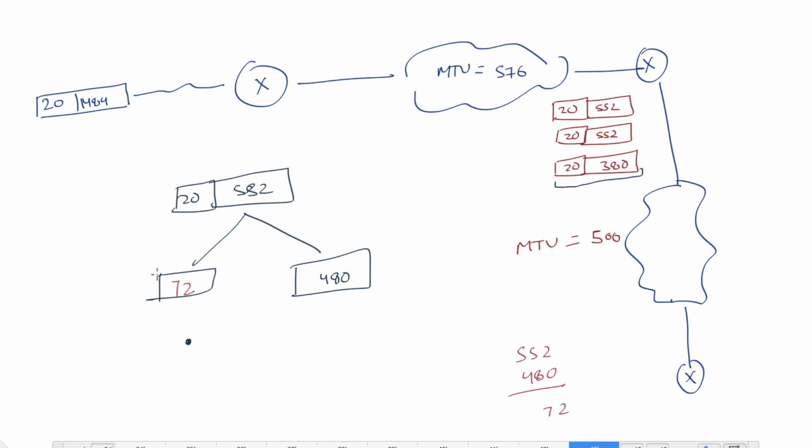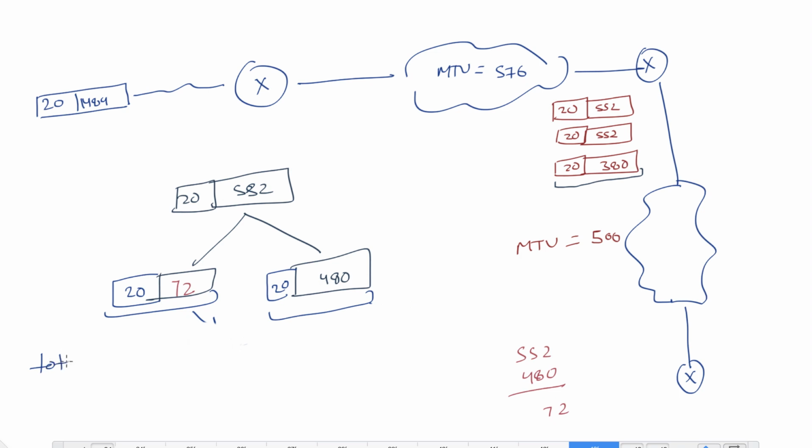So these are the two packets in which you will be dividing. This is 20, this is 20. Now this total is 500, the MTU is 500, so that is okay. This total is 292 and the MTU is 500, so this is also okay. So let me just write the total length.